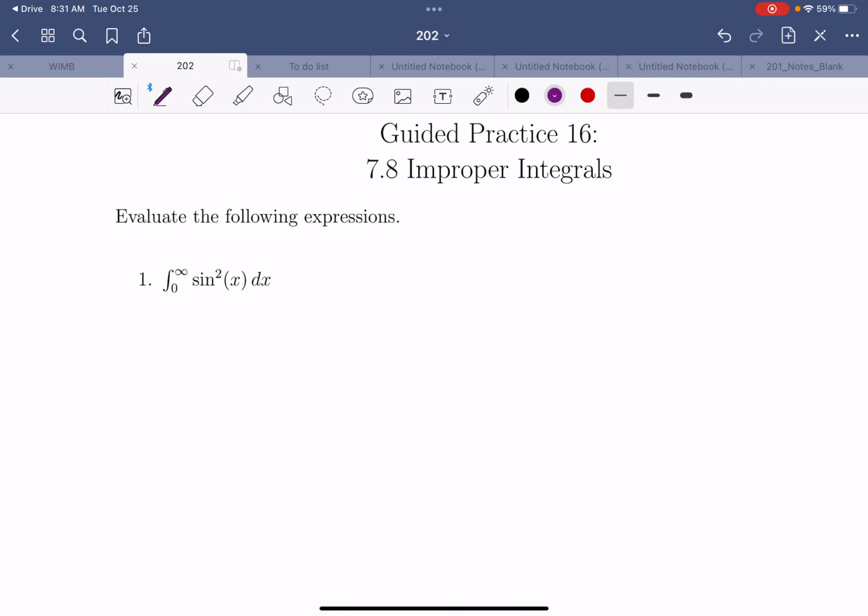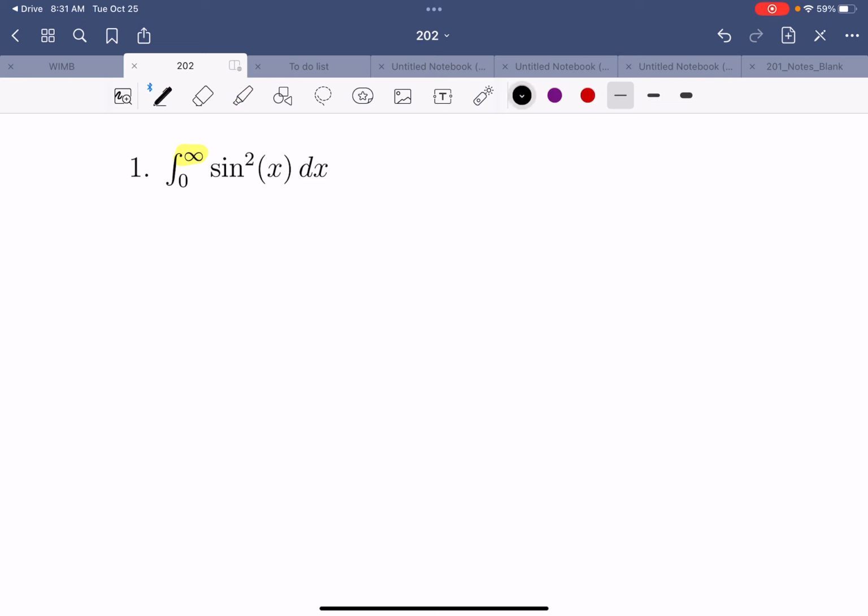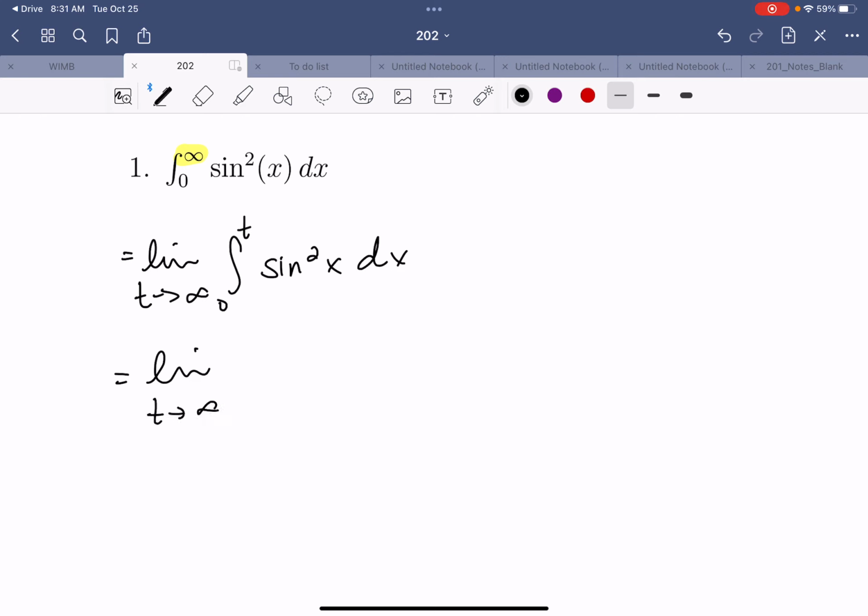So in the first one, we've got an improper integral because we have an infinity in that upper bound. So we solve that by replacing our upper bound with a t and taking the limit as t goes to infinity of sine squared x dx. Okay, sine squared x dx, this is your trig integral. So we're going to use our identities. It's an even power, so we're going to use our (1 minus cosine 2x) all over 2 dx.